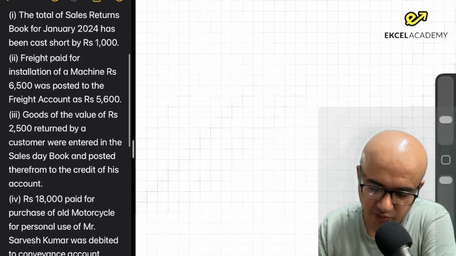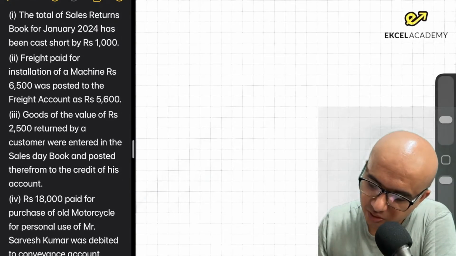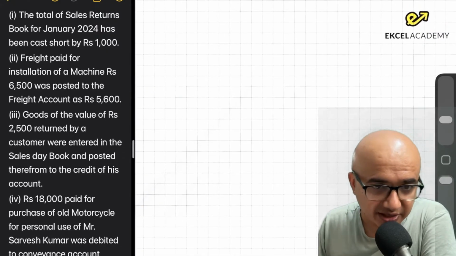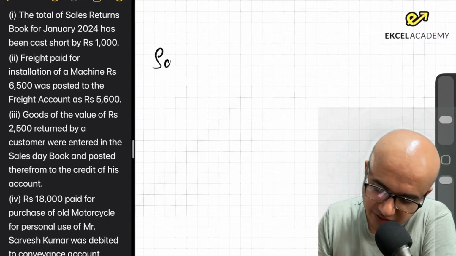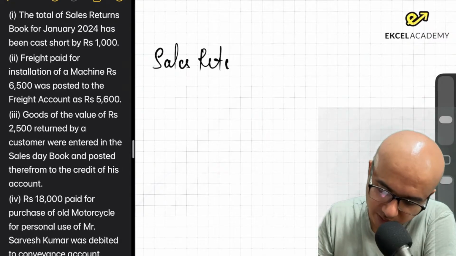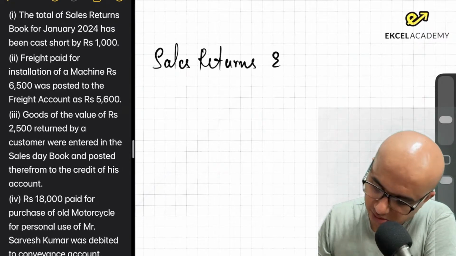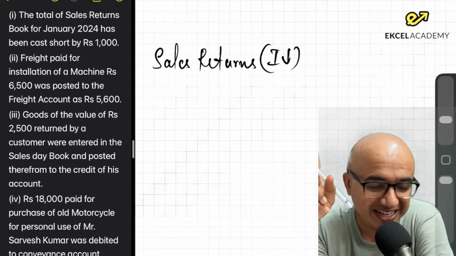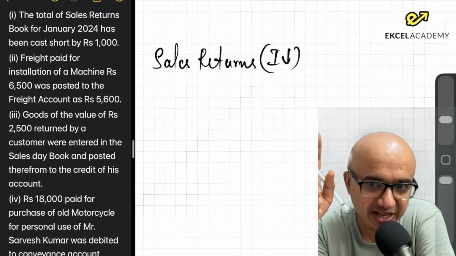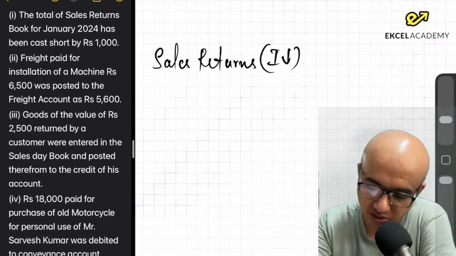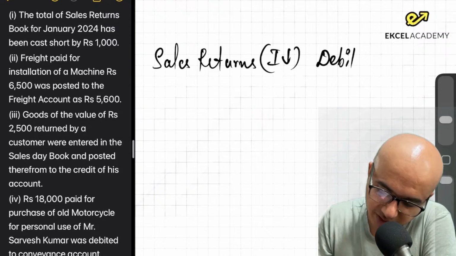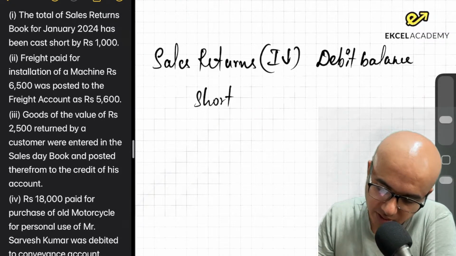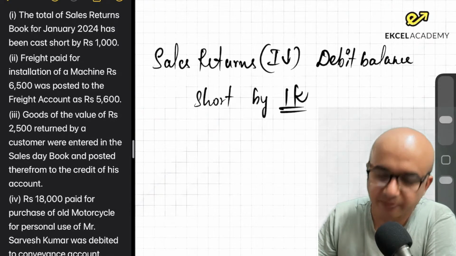So let us have a look at this sales returns book. Which balance should the sales returns book have? First you should understand that, then you will be able to answer. The sales returns book shows reduction in income. If increase in income has to be credited, decrease in income has to be debited. So sales returns account will always have a debit balance. Now what they are saying is that the debit balance is short by rupees 1000, so we'll have to increase it.